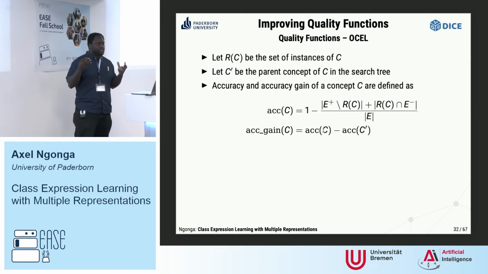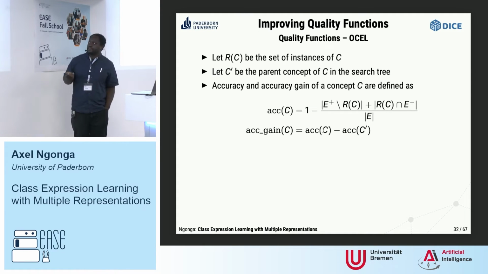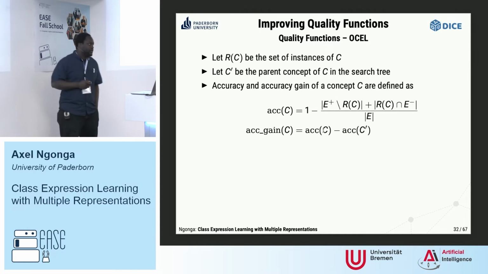And by combining these two, the measure then tells us, okay, this is the concept that we should refine or not refine. And the accuracy here is defined as 1 minus the magnitude of E plus minus RC plus RC intersection with E minus. So basically it tells us how much of E plus did we find and how much of E minus do we still have in our solution, divided by the size of E.